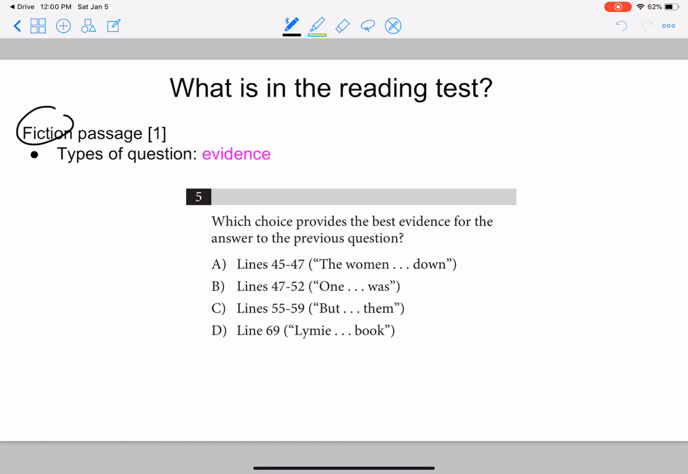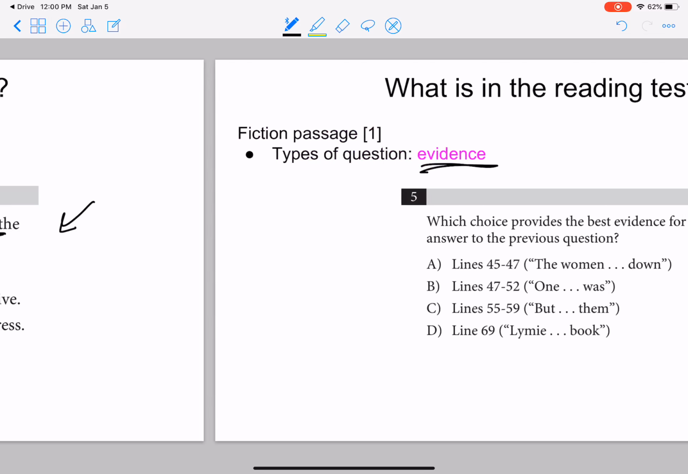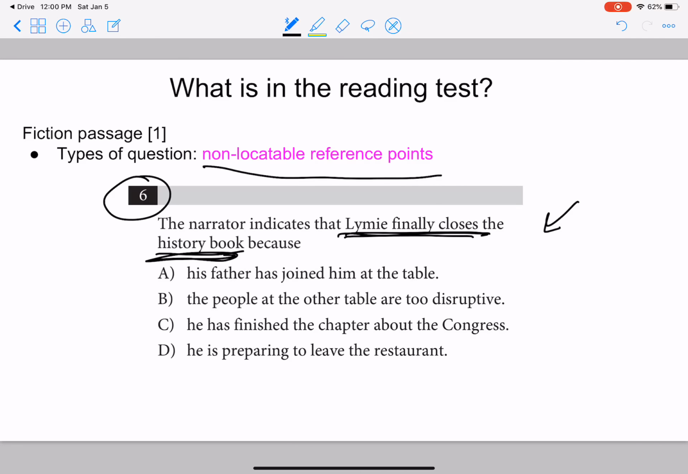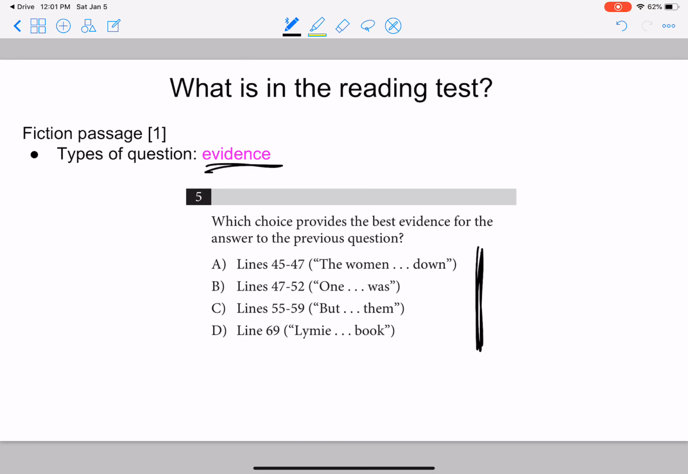And then in a fiction passage, you're also going to get an evidence question, and they show up everywhere. Which choice provides the best evidence for the answer to the previous question? These types of questions are usually going to follow non-locatable reference point questions. You could answer a non-locatable reference point question, and then the next question would ask you which line supports the answer you just chose on the previous question. These are just trying to test you to see if you used evidence to find your answer.